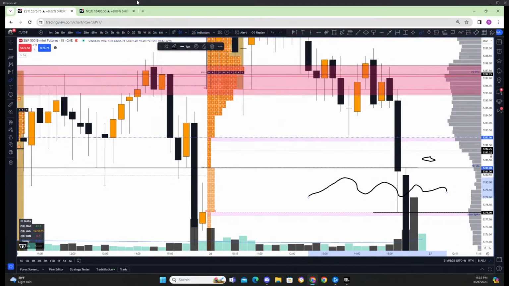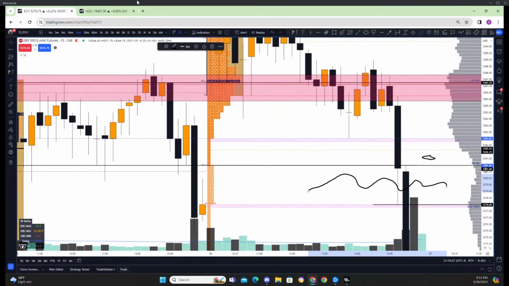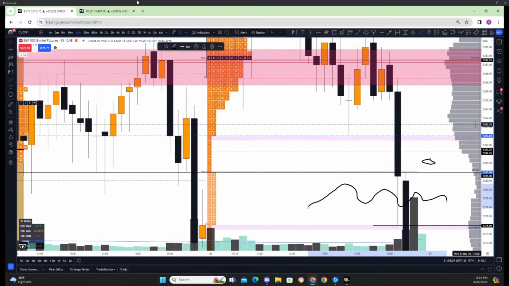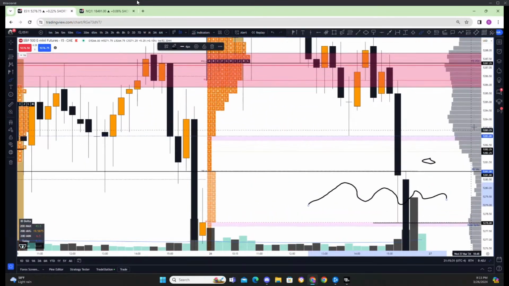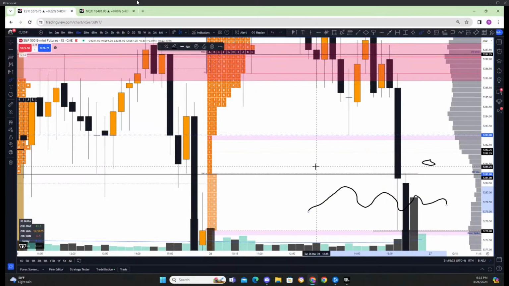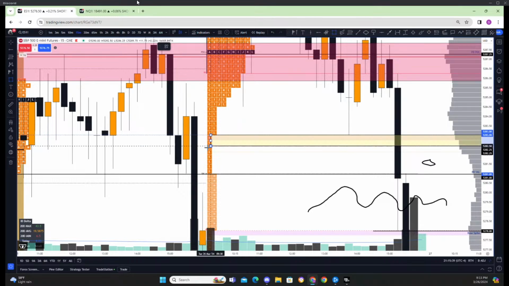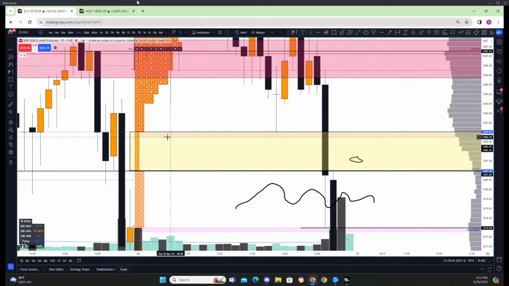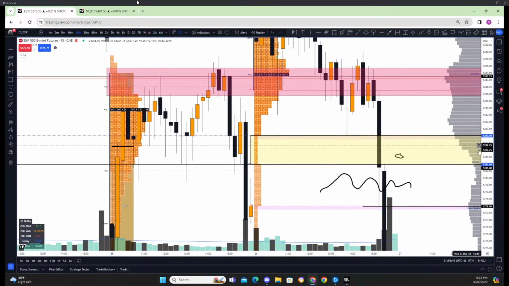Take a look at this profile. It's P shape, but it has something. What does it have? Single prints. So it's these single prints in the L period, right? I understand there's the M period here, but if they're able to reclaim this, think about what it's telling you about the value below.